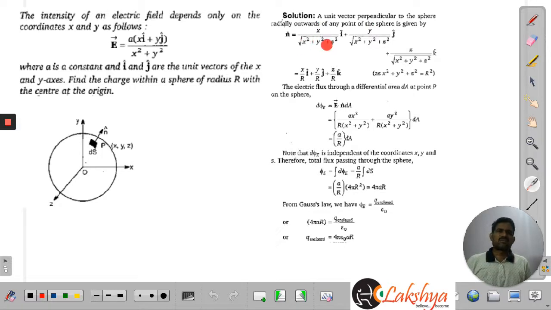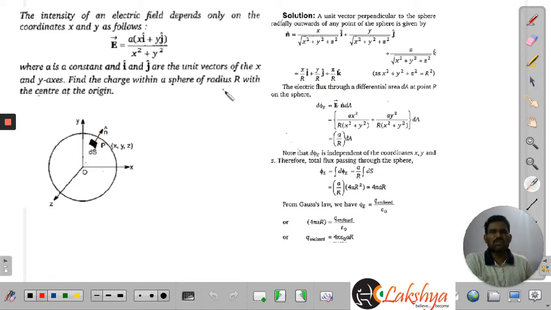So then x by root of x square plus y square plus z square. So we need to divide that position vector with that, right? So that gives us the unit vector. And as the radius of the sphere is given as r, we can write the term root of x square plus y square plus z square as r. So finally that unit vector n cap we are writing as x by r i cap plus y by r j cap plus z by r k cap.